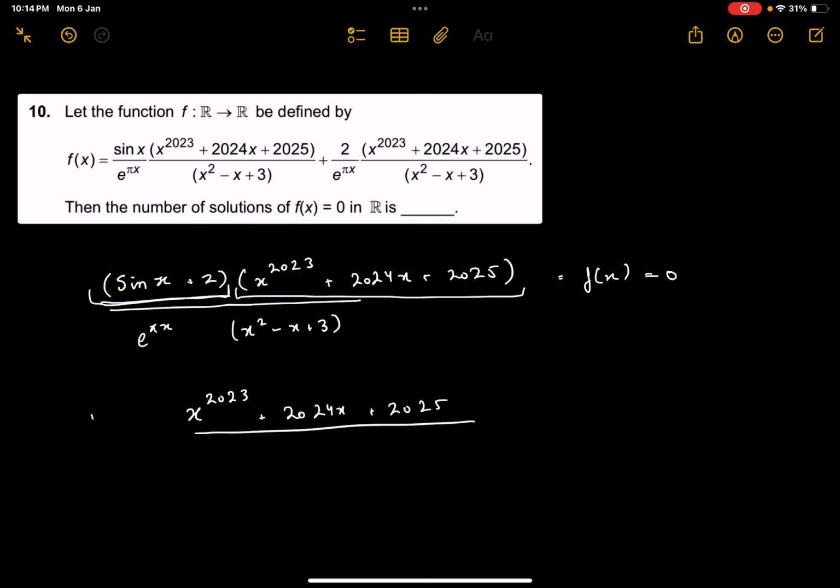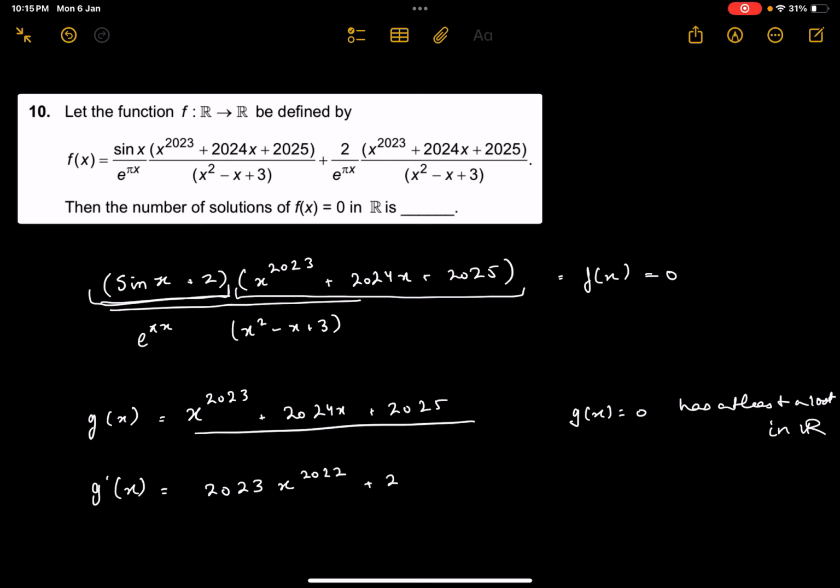Now let's say this is g(x). So we know that g(x) equals 0 has at least one real valued root, that is, a root in R. Let's find g prime. g prime x simply is the derivative of this plus the derivative of this plus the derivative of this, which is 0.